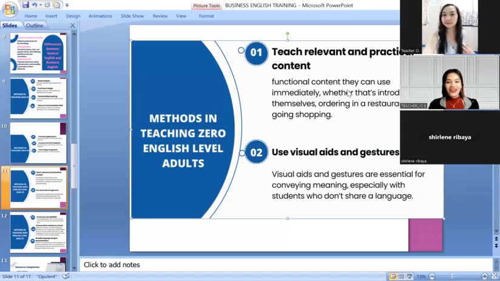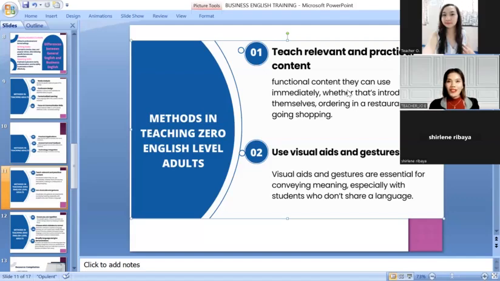All right, thank you for that information. Well, that is correct. To do that, we need to make sure that as we start teaching our beginners, our students who are zero English level, we need to know them very well first. So that is the first step. By knowing them, it will be easy for us to choose the relevant topic.